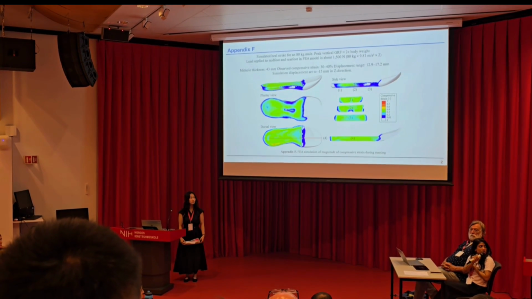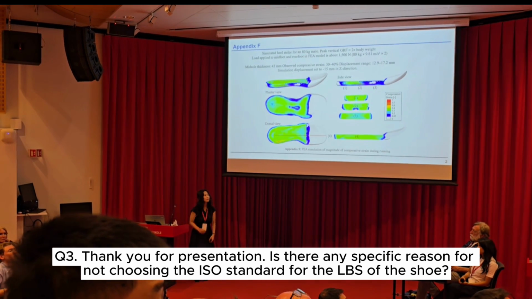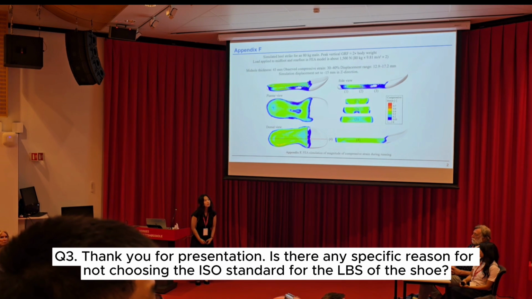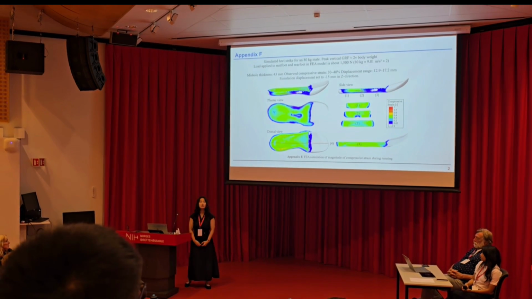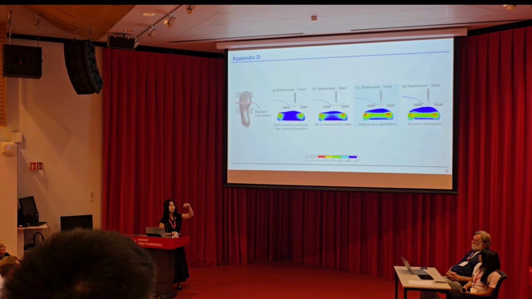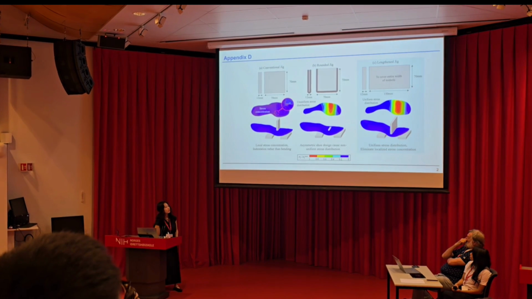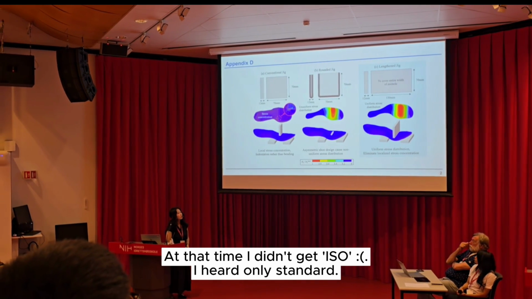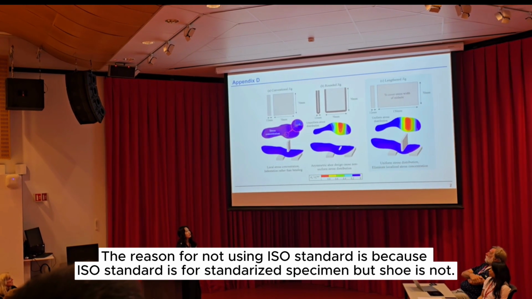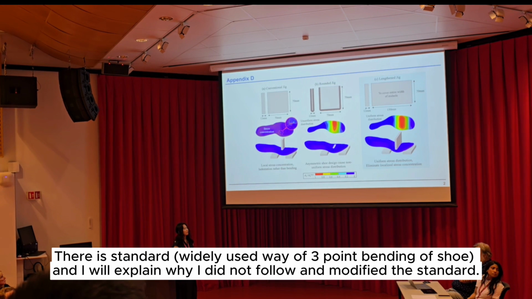Time for one last short question. Thank you for your presentation. Is there any specific reason for not using the ISO standard for the longitudinal bending stiffness of the shoe? Do you mean why I didn't use the standard? The experimental protocol you developed is a 3-point bending test, but there are ISO standards so that studies can be standardized and we can compare them. Since it's an FEA, it can be easily done according to the ISO standard as well.